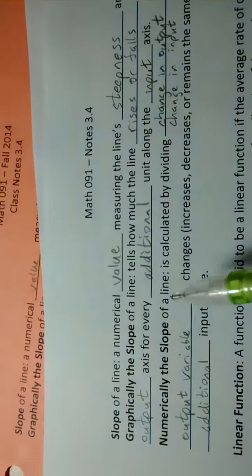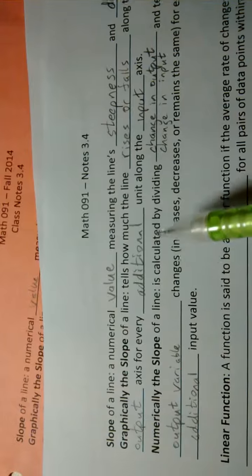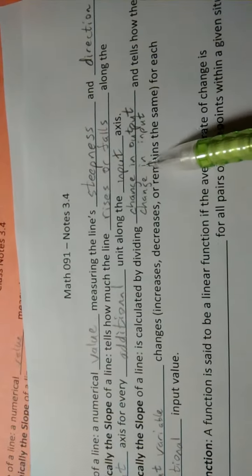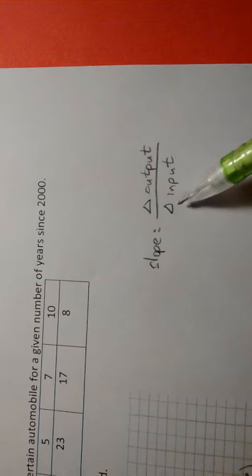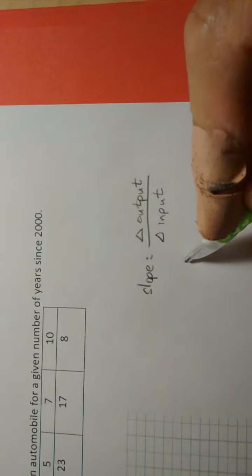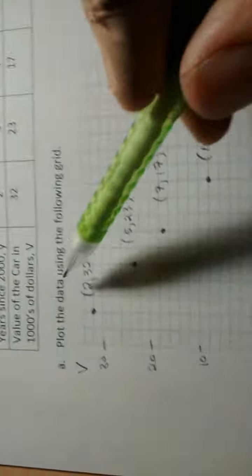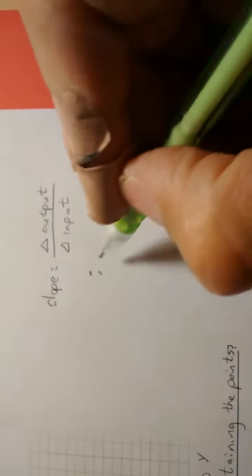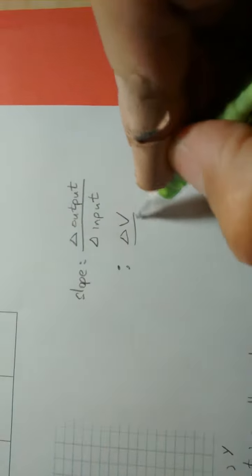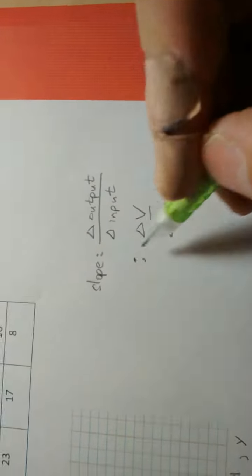Well, let's go back to the original definition here. Numerically, the slope is calculated by the change in output divided by the change in input. So really we have this: the slope is the change in output divided by the change in input. For us, we could use variables here: the change in V divided by the change in Y. So I'm going to write that here. Change in V divided by the change in Y.